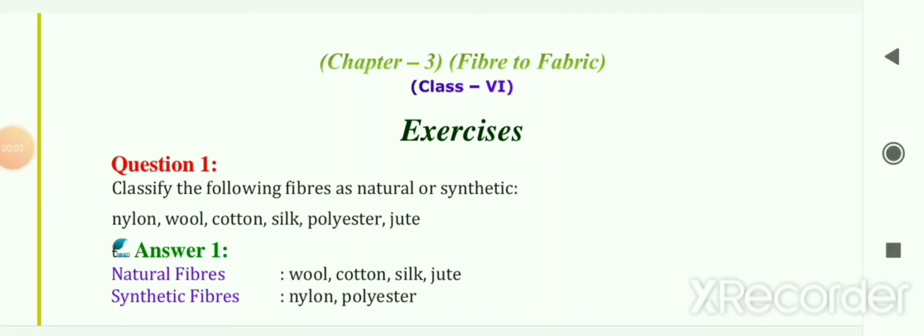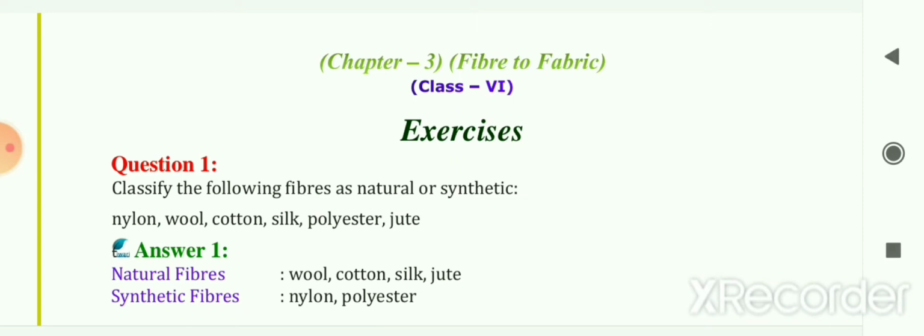Hello students, today we are going to solve the exercise of chapter 3. The chapter name is Fiber to Fabric, class 6, subject science, NCERT. Before starting the exercise, let me recall what we had seen in the previous video.